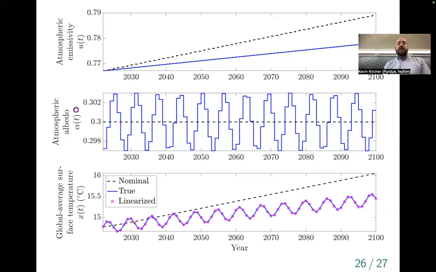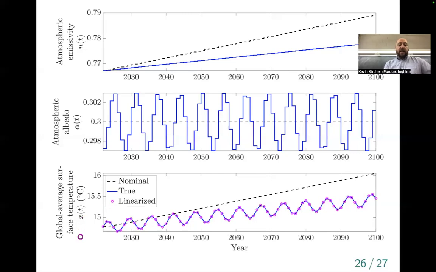And then in the code that you guys can find on GitHub, we adjust this atmospheric albedo. Again, nothing particularly physically representative about this. I just wanted there to be some disturbance, something that's beyond our control. So here we're imagining the amount of sunlight that the atmosphere reflects varies sinusoidally over time. And then the magenta dots here are the solution that comes out of our linearized system.